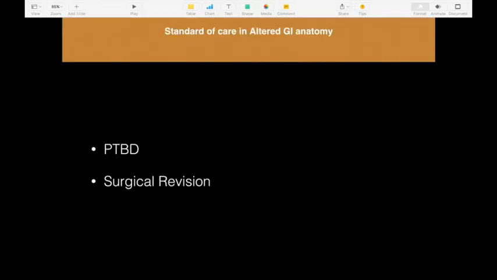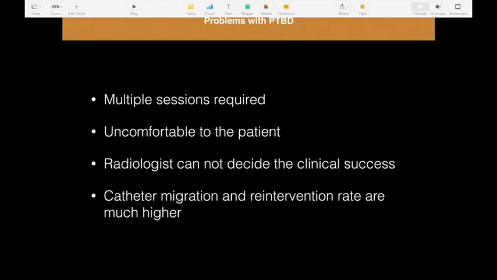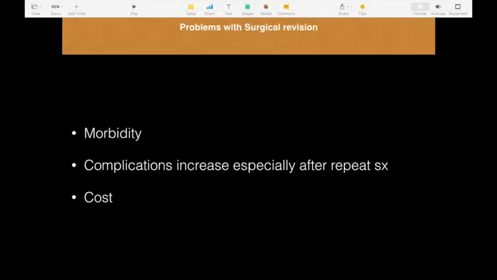So the standard of care at the moment in altered GI anatomy is PTBD versus surgical revision. But the problem with PTBD is that multiple sessions are required. It is uncomfortable for the patient. And the clinical success as well as the clinical outcome is divided by physician, so the patient has to go between the radiologist and the physician. And the re-intervention rate and migrations are very high in these patients. So these are the shortcomings of PTBD.